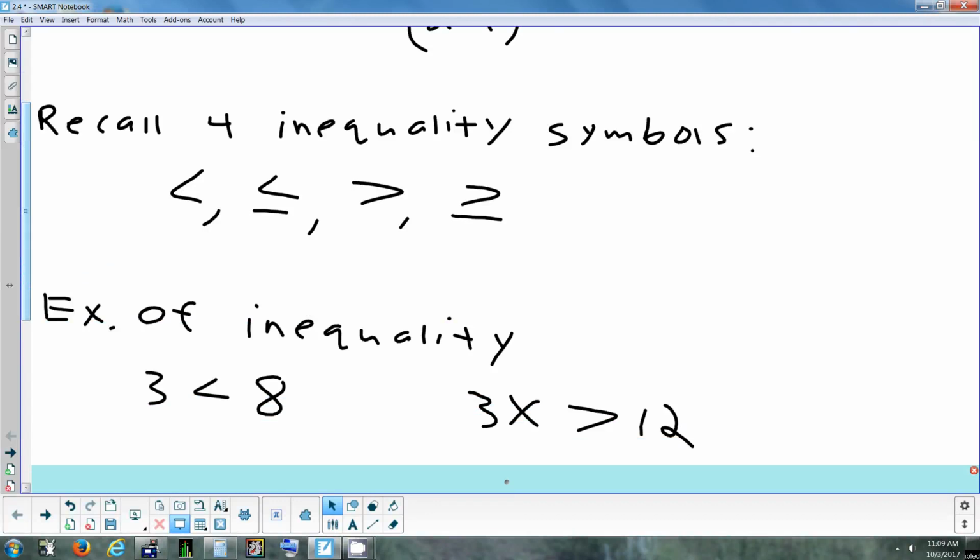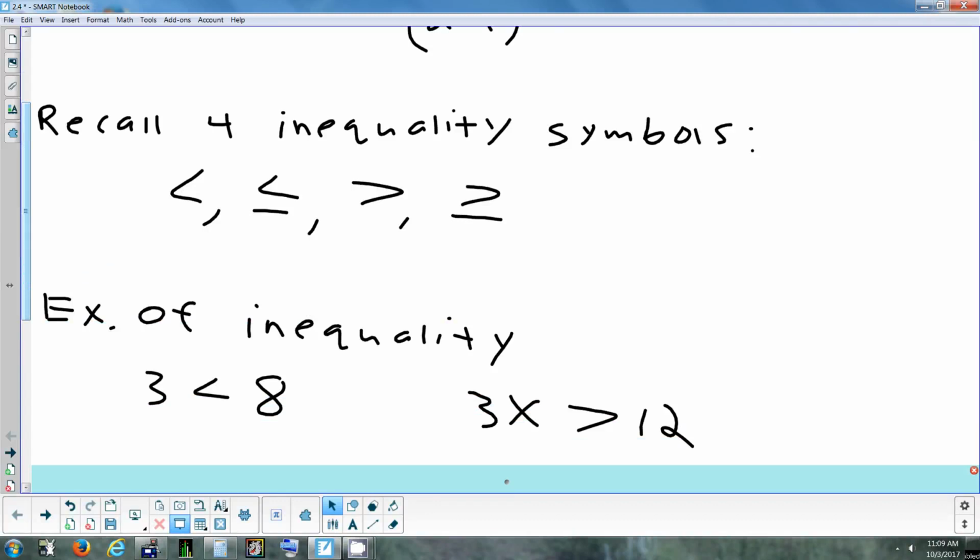The one on the left, that's just a true statement. An inequality can also be false. But 3 is less than 8. Equal to doesn't count as a symbol? Equal to would be an equality symbol, not an inequality symbol.